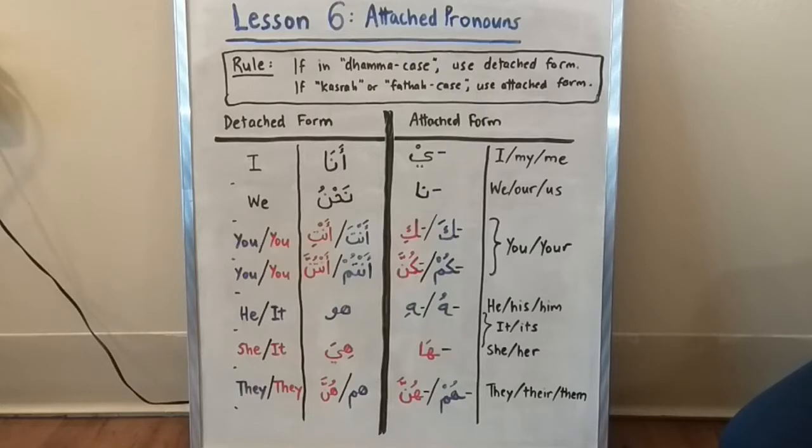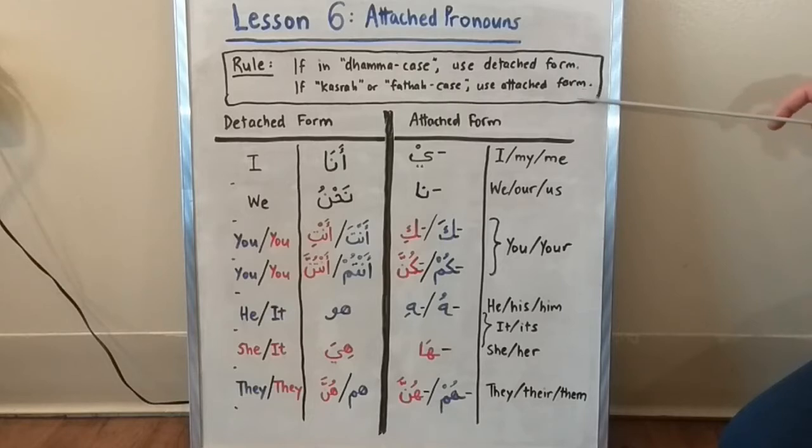So here we have the table of attached pronouns. The one rule to know is this. If you're ever putting a pronoun in what we call the dhamma-case, which is the default, we'll be using the detached form. But if we ever have the pronoun appearing in what we call the kasrah case, or what we'll soon see as the fathah-case, that's when we'll use the attached form. And in these cases, the pronoun is shortened and added at the end of the previous word.